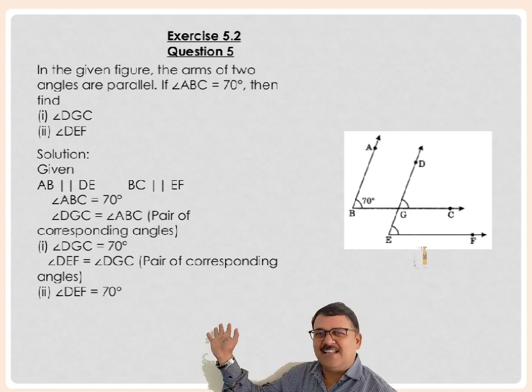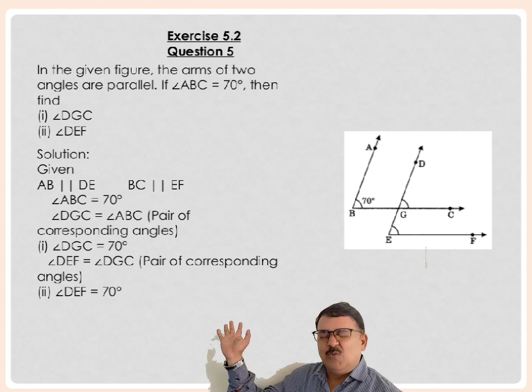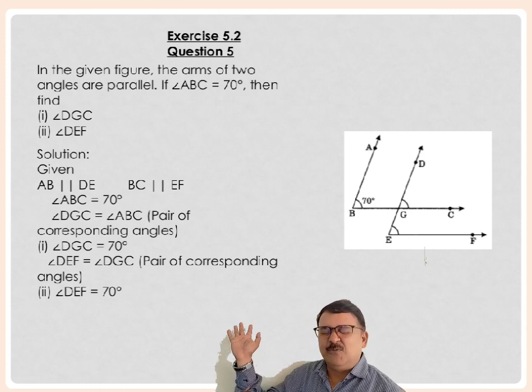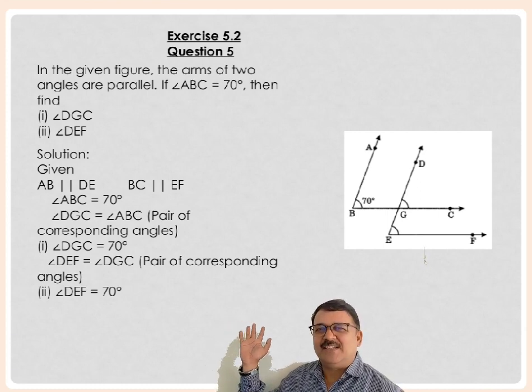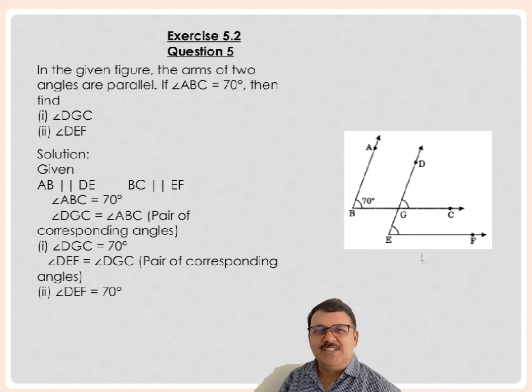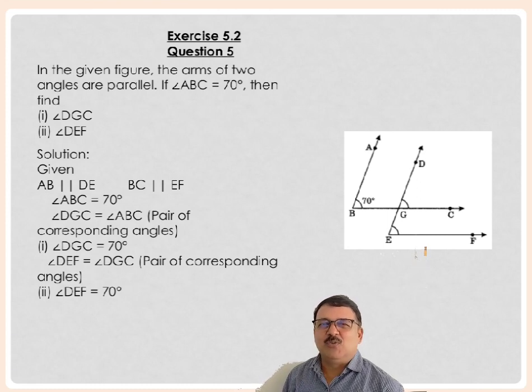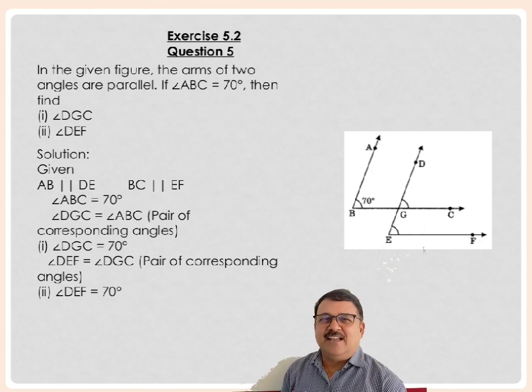Now, let us go to question number 5 of exercise 5.2 of the textbook. In the given figure, the arms of two angles are parallel. If angle ABC is equal to 70 degrees, then find angle DGC.